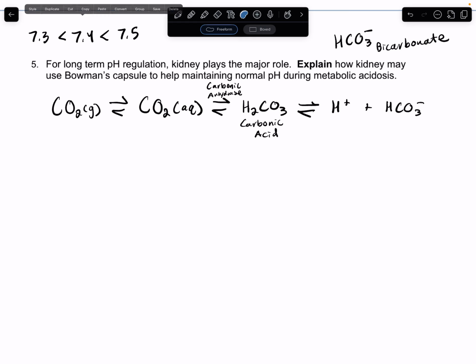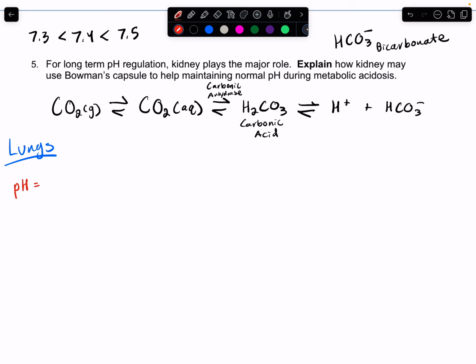Now, even though the range is from 7.3 to 7.5, these extreme values of 7.3 and 7.5 are not an ideal pH that you want your blood to be at. So we're going to first talk about some mechanisms in the lungs. Imagine that your pH right now is equal to 7.3. When your pH is 7.3, it's lower than the ideal 7.4, which means that you have a higher H+ concentration than normal.